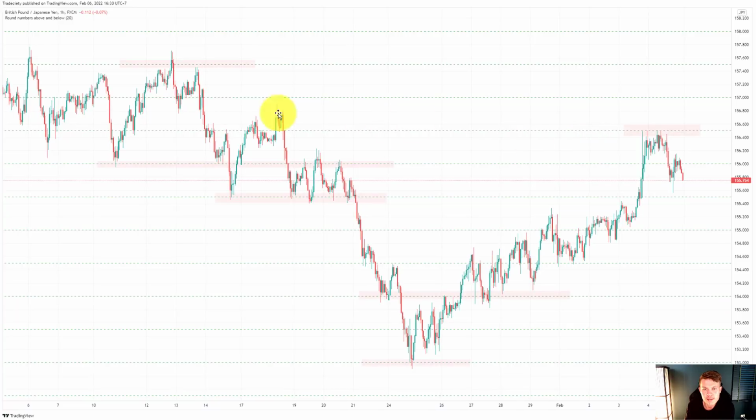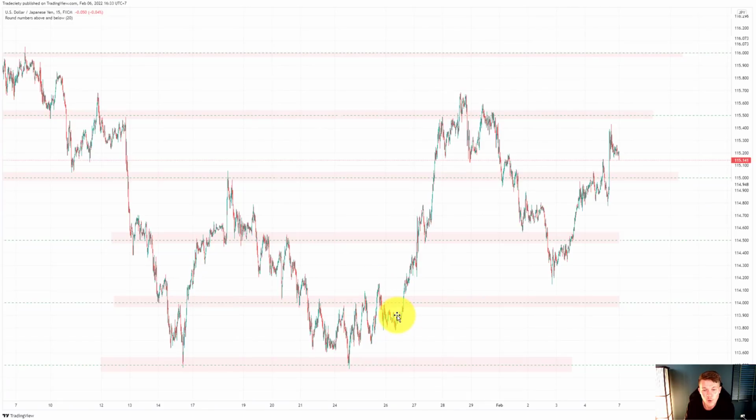And you can often, not always, but often see that the market is really nicely paying attention, especially to the big round numbers, 153, 154, here 155.5, 156, and so on. So this could be a great foundation for a trading strategy, or at least you can use it as additional confluence for support and resistance.